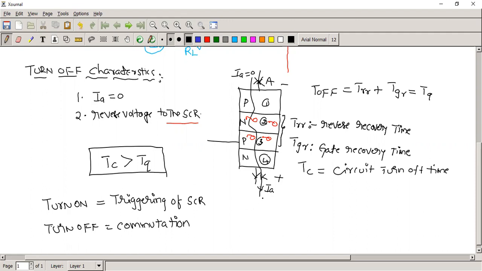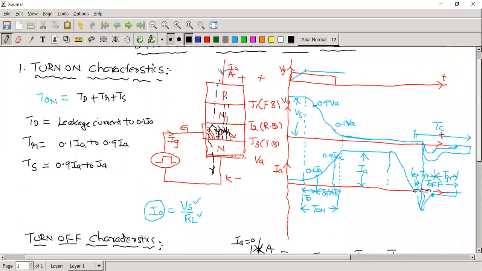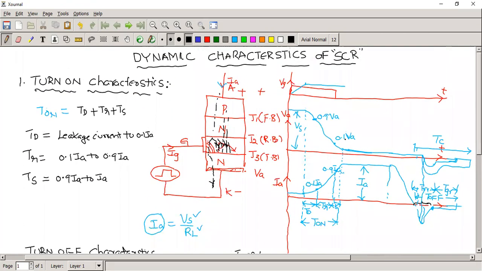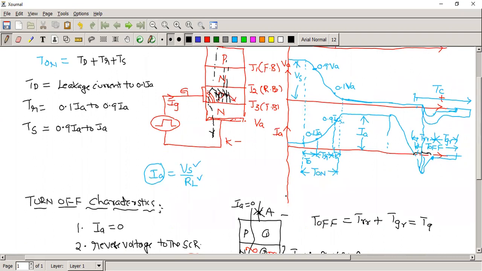In summary of today's lecture, we have studied the dynamic characteristics of the SCR. Another name for dynamic characteristics is switching characteristics or transient characteristics. It is divided into two: turn on characteristics and turn off characteristics. Turn on time of the SCR equals delay time plus rise time plus spread time. And turn off time of the SCR equals reverse recovery time plus gate recovery time.